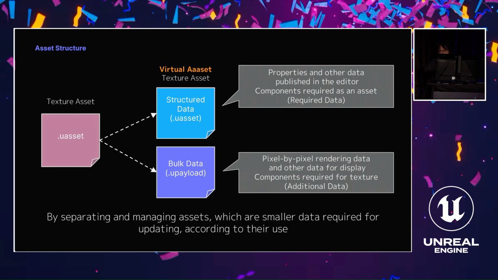Originally, managing the data in a single file, as shown on the left, had many adverse effects. It was necessary to update the asset whenever properties were updated or display data was updated. In particular, textures tended to be extensive data, so updates were slow, and the synchronization took a long time. Therefore, we separate the assets to make them easier to manage.